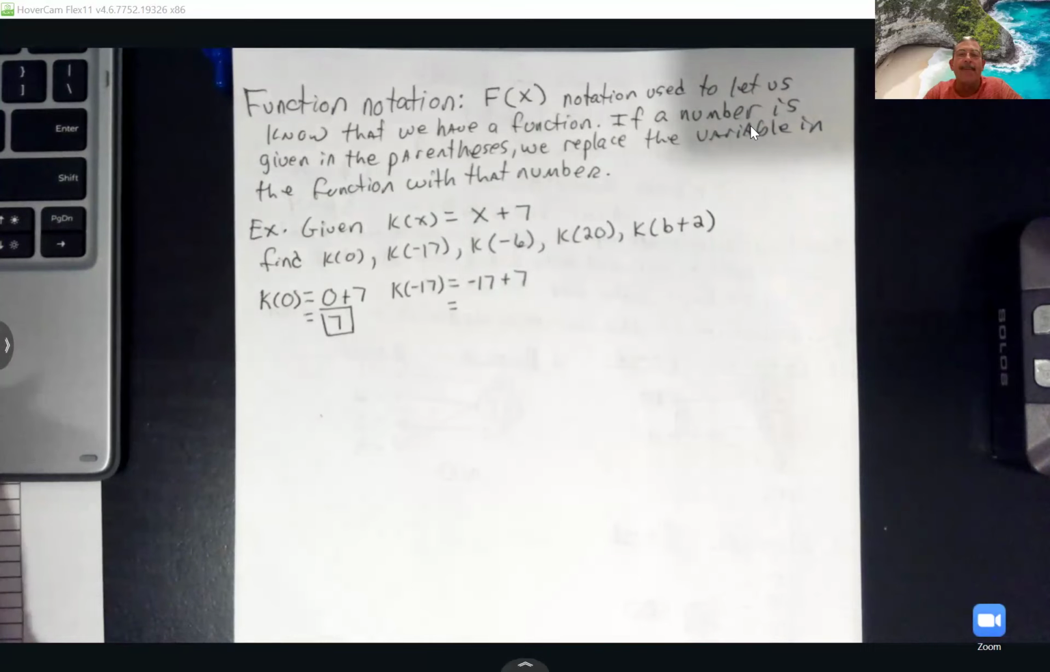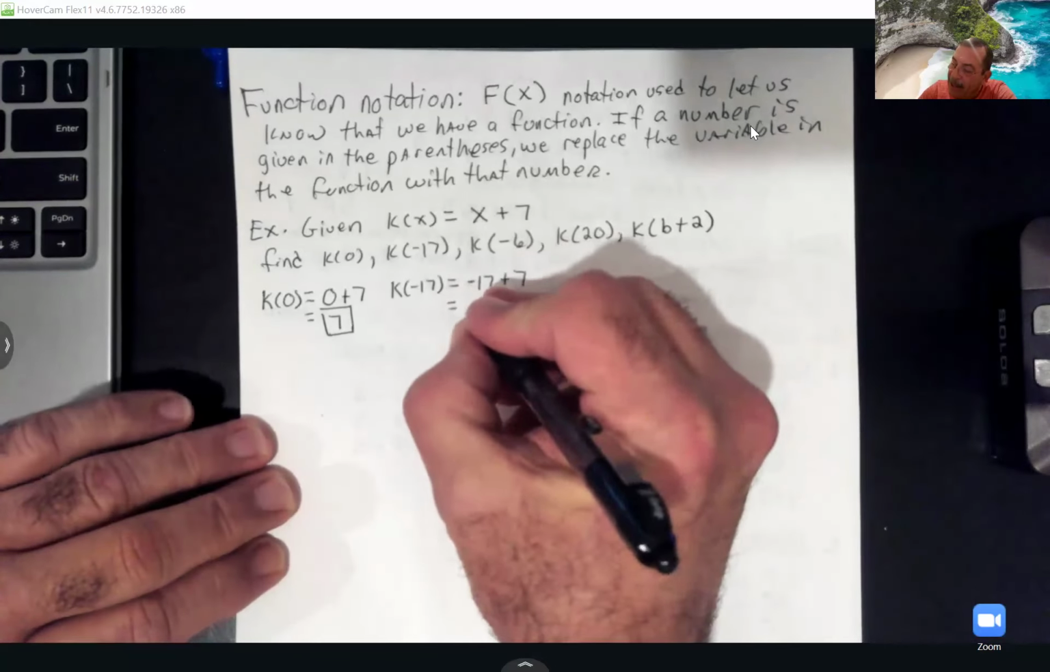Let me get my chat pulled over here. All righty. So negative 10.